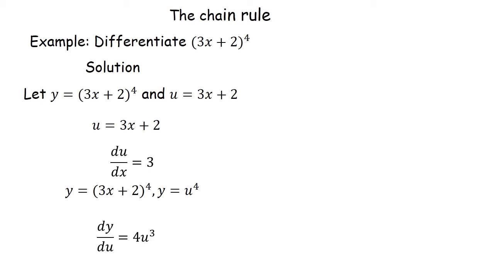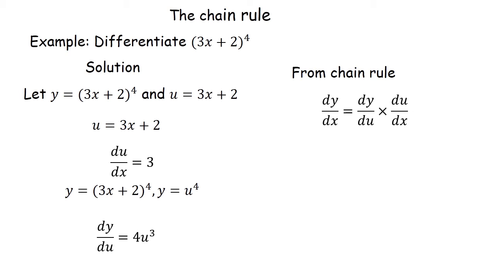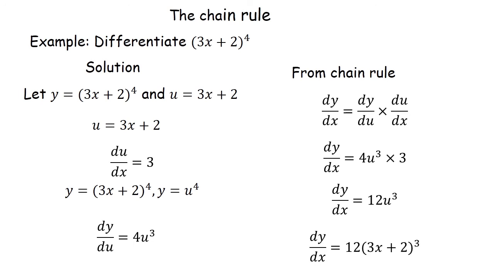So we also differentiate it, so dy/du is going to be 4u^3. Then after that we apply the chain rule, which says dy/dx is equal to dy/du times du/dx. So dy/du is 4u^3, and then du/dx is 3. So when we multiply, that will give us 12u^3.